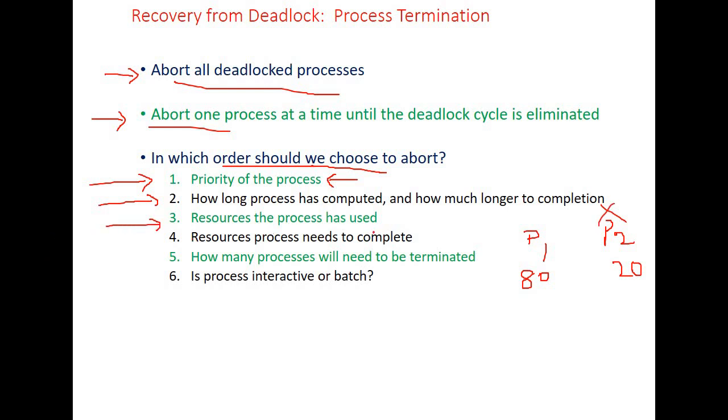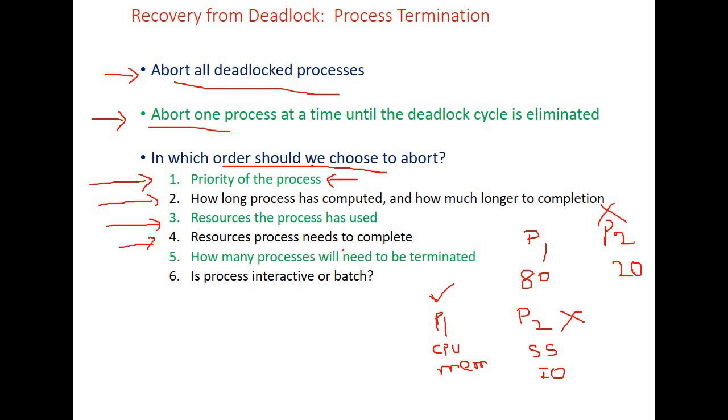Next, the resources the process has used. For example, process P1 used precious resources like CPU, memory, etc. Process P2 used less precious resources like secondary storage, some IO operation, something like that. So in that case, P1 holds precious resources, we can keep it, and P2 can be aborted. This is one example I am telling. It may be the other way also. It depends on the system.